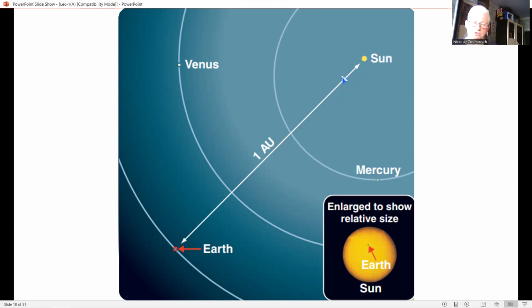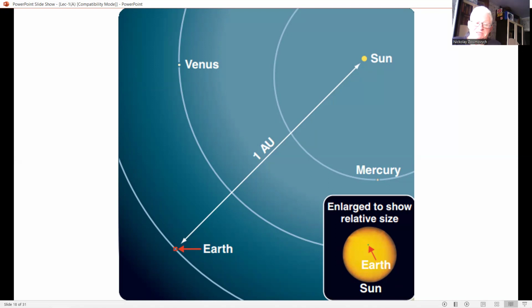One astronomical unit. Now you can see that the average distance from Venus to the Sun is about 0.72 astronomical units. And the average distance from Mercury to the Sun is about 0.34 astronomical units (AU). These distances are averaged because the orbits of the planets are not perfect circles. This is particularly apparent in the case of Mercury.